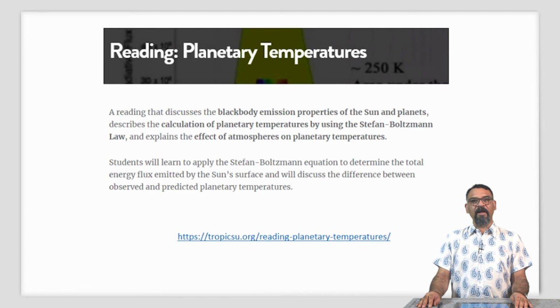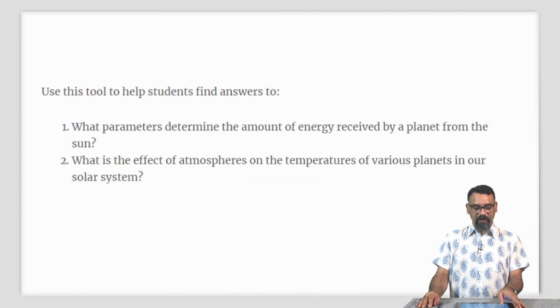The first, a reading titled Planetary Temperatures. This reading discusses the blackbody emission properties of the Sun and planets, describes the calculation of planetary temperatures using the Stefan-Boltzmann's law, and explains the effect of atmospheres on planetary temperatures. Through the use of this tool, your students will learn to apply the Stefan-Boltzmann's equation to determine the total energy flux emitted by the Sun's surface, and will discuss the differences between observed and predicted planetary temperatures.